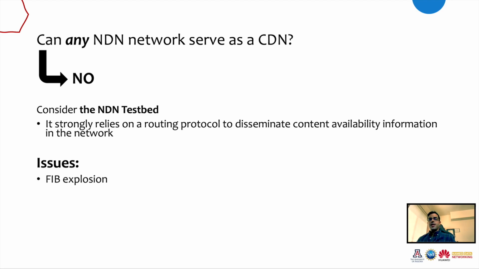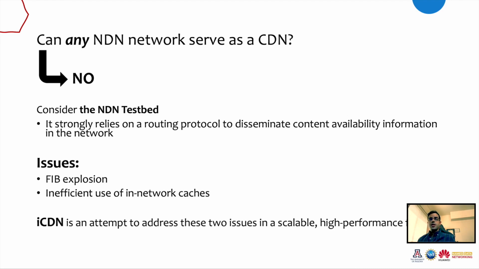The other issue is that the routing protocol only computes the routes from each node to the origins, and it excludes in-network caches. This makes utilizing on-path caches completely opportunistic and off-path caches impossible. Off-path caches refer to the nodes which are not on the path to the origin, but they have the content. So iCDN tries to address these two issues.